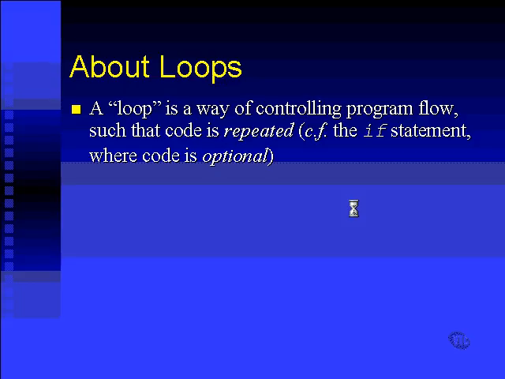A loop is a way of controlling program flow. In other words, in the same way that an if statement could render certain parts of the code optional, the loop is a construct that renders certain parts of the code repeatable. In other words, a piece of code can be repeated over and over in exactly the same or a very similar fashion until the desired outcome is achieved.